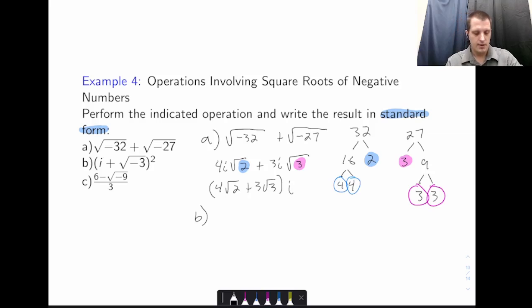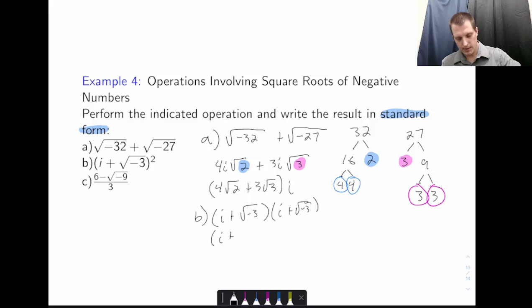B. All right, so we're squaring stuff here. So we're going to have i plus square root of negative 3 times i plus square root of negative 3. All right, we need to do the square root of negative 3 part first. So we're going to get i plus i square root of 3 times i plus i square root of 3.